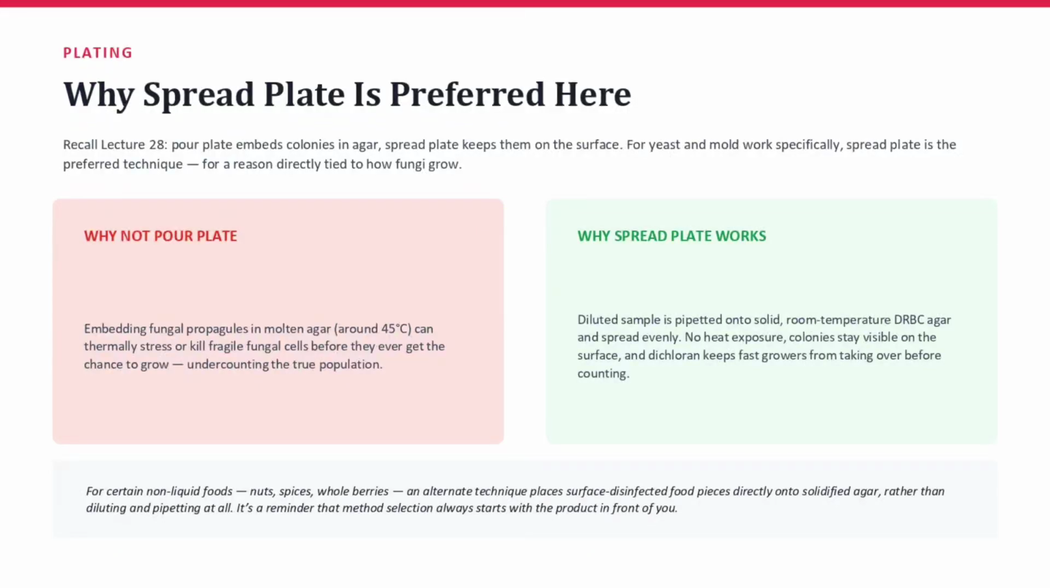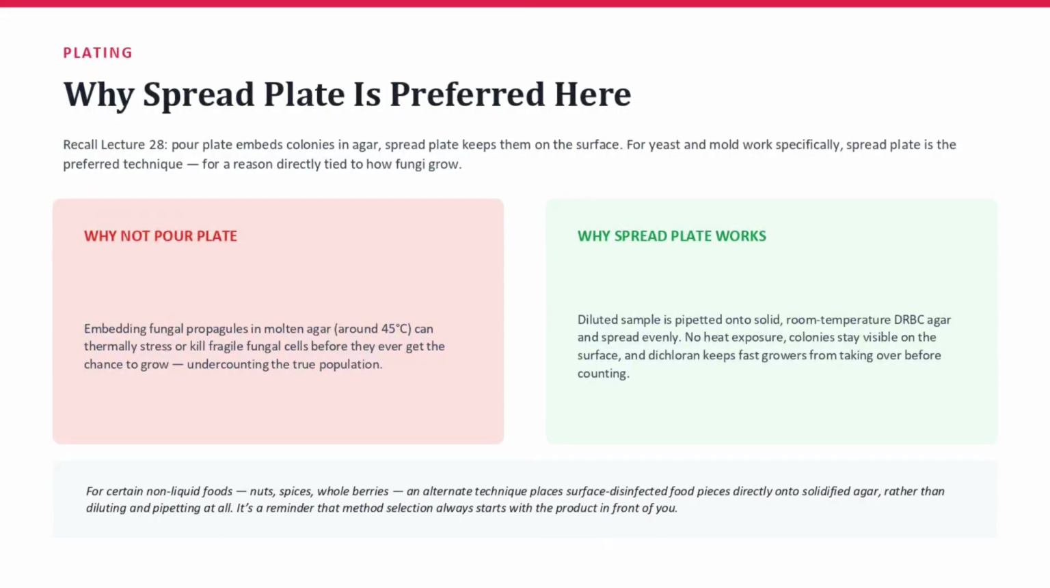Here's why spread plate works instead. Diluted sample is pipetted onto solid, room temperature DRBC agar, and spread evenly across the surface. There is no heat exposure at all, colonies stay visible on the surface where you can actually see them. And the dichloran in the medium keeps fast growers from taking over before you get to count.